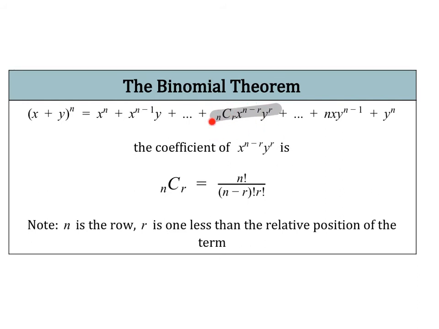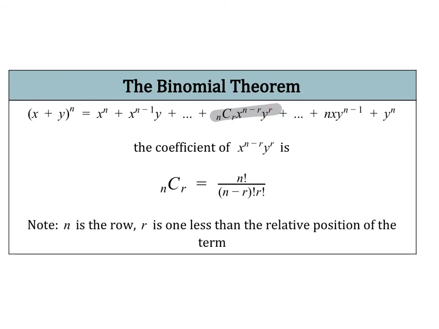So first, let's talk about what this n choose r is. This is a formula for a combination that we'll talk about later on in this chapter. But essentially, the way you find this value is just n factorial over n minus r factorial times r factorial. And then whatever your x value is, you raise it to the power of n minus r. And whatever your y value is, you raise it to the power of r.